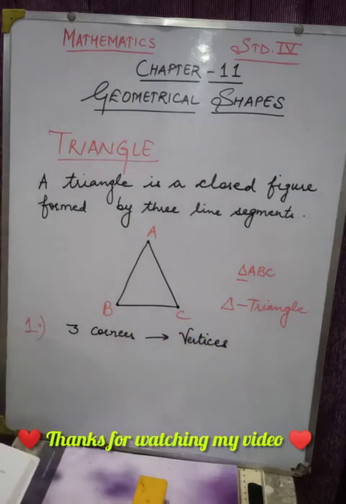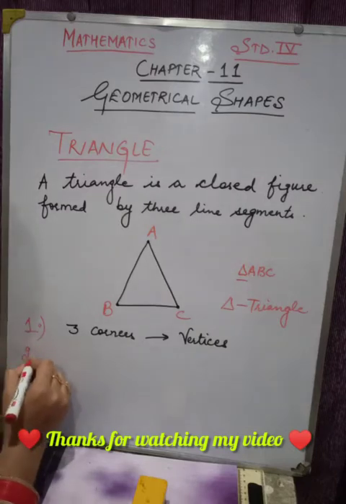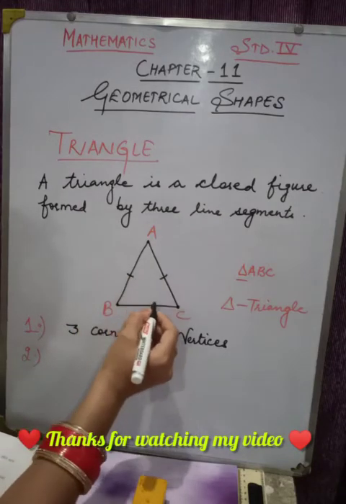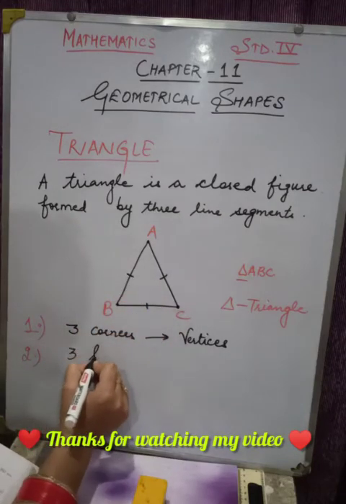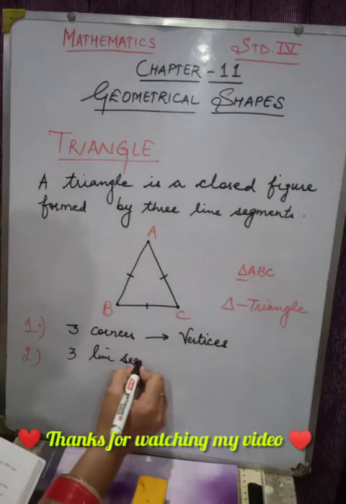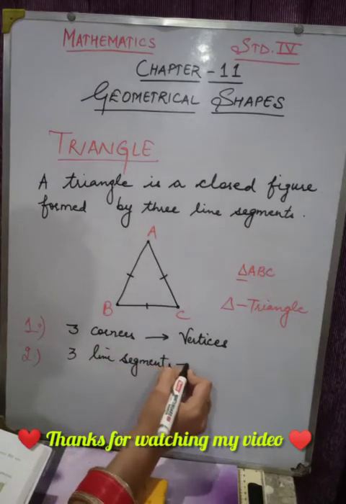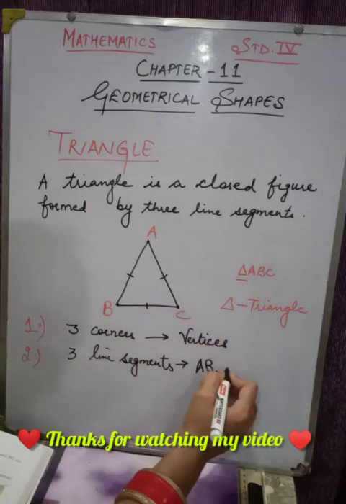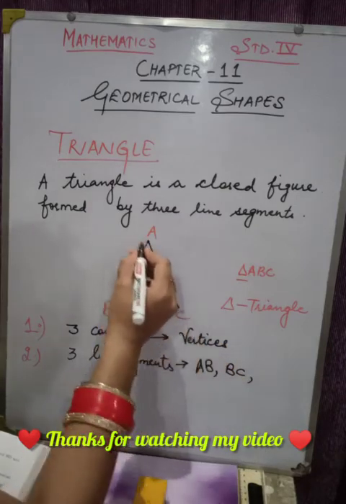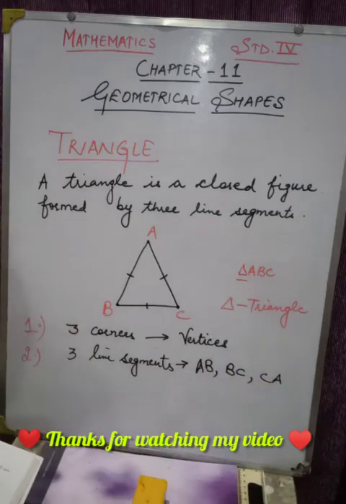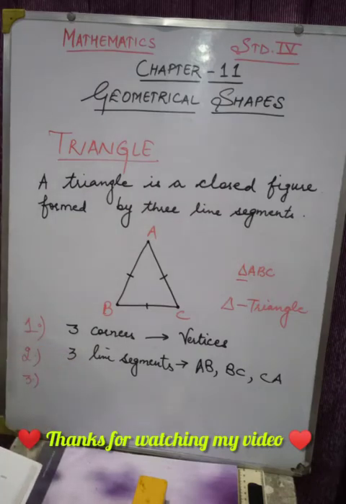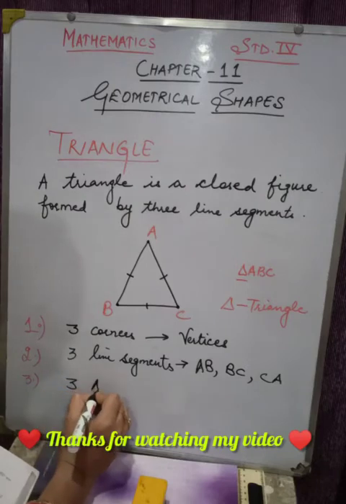Now, the second property. What is the second property? A triangle has three line segments, 1, 2, 3. What are the names of these line segments? AB, BC, CA. These are the three line segments of the triangle. The next property is that a triangle has three angles. Three angles.